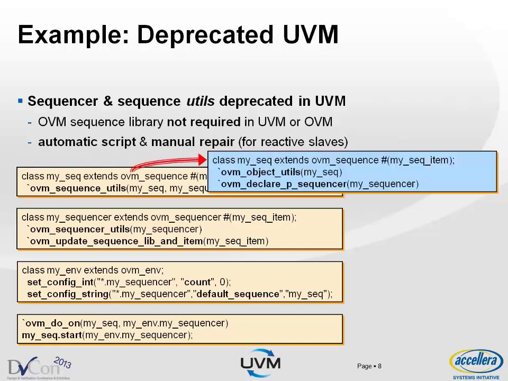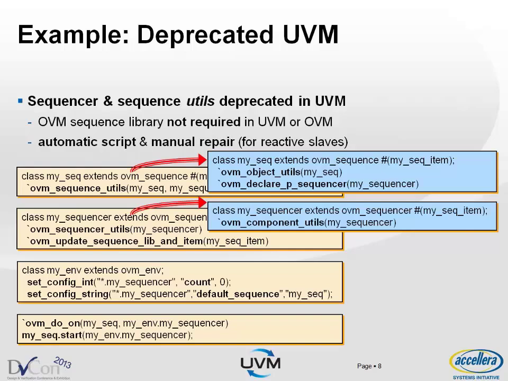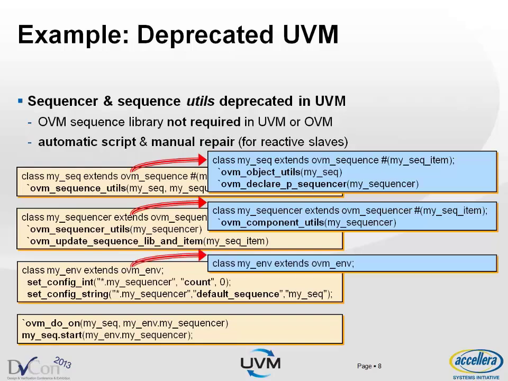In this case, we're replacing sequence utils with object utils. In here, we used to have a p-sequence. The sequence used to be registered with a sequencer. It just so happens we do use the p-sequencer in most of our derived sequences, let's say. So sometimes we want that, and we can do it automatically. Likewise, the sequencer utils, well, it just goes to component utils. This line here, we just delete, get rid of it. The environment used to do the configuration of the count and the default sequence, well, get rid of it, delete.